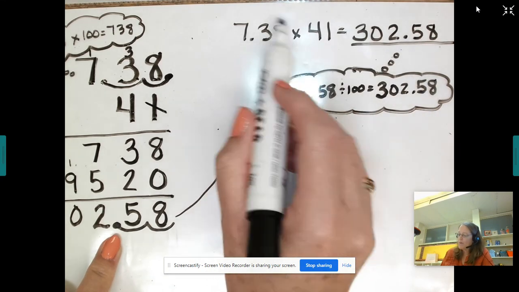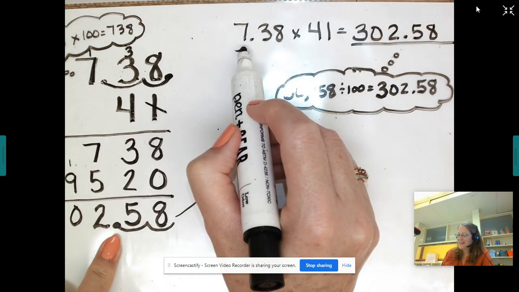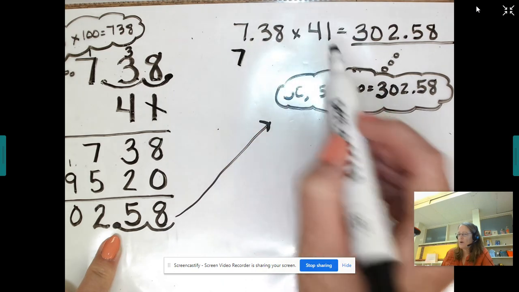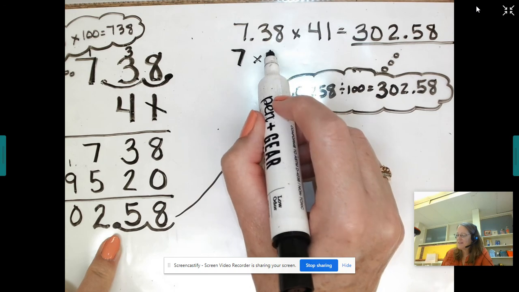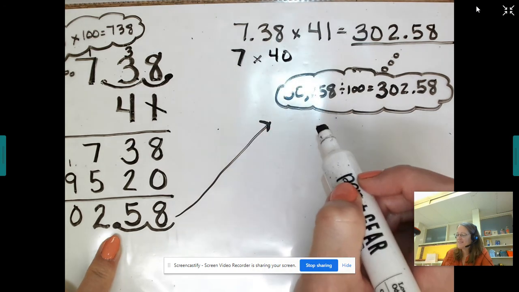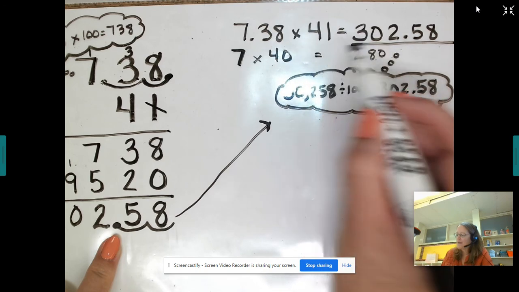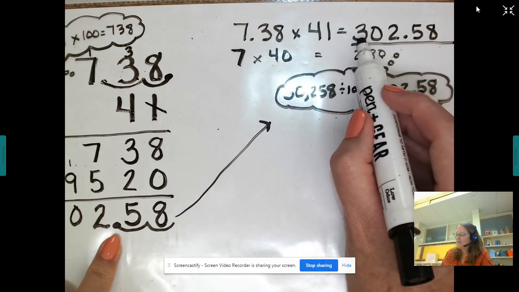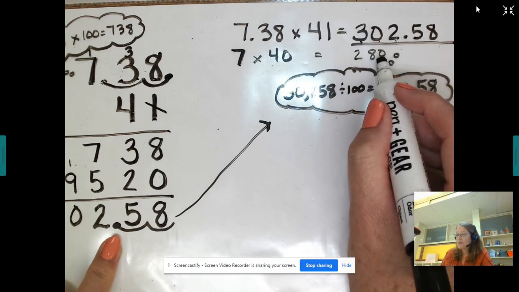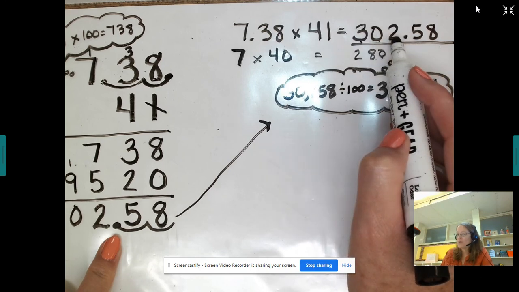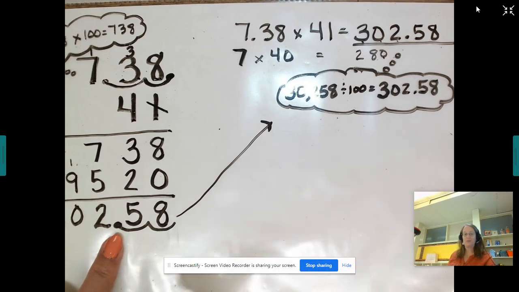What is my whole number in 7 and 38 hundredths? It's 7. And what does 41 round to? It rounds to 40. What is 7 times 40? It is 280. 280 is very close to 302. 280 rounds to 300, and 302 rounds to 300. I know my answer is reasonable.